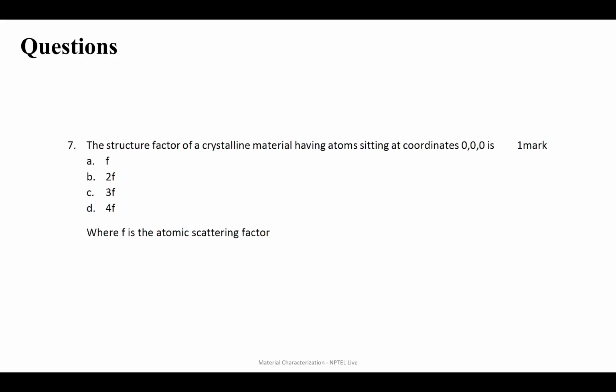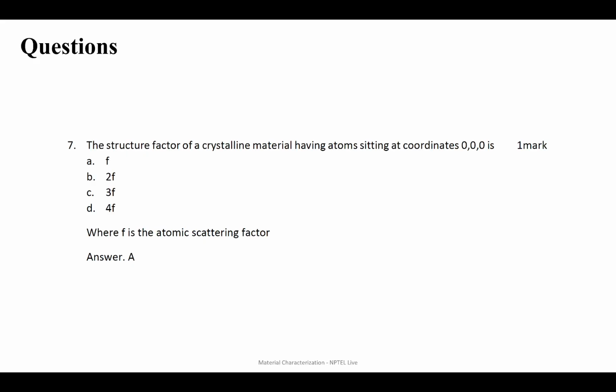The structure factor of a crystalline material having atoms sitting at coordinates 0, 0, 0 is F, 2F, 3F, 4F, where F is the atomic scattering factor. So the correct answer would be A, F.